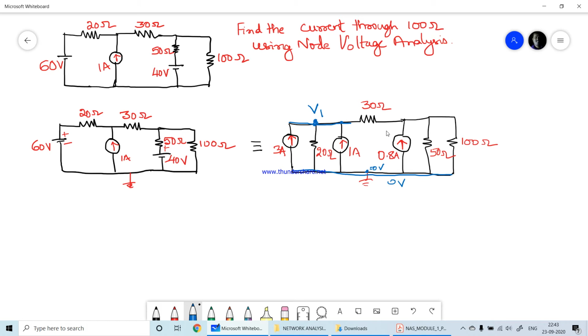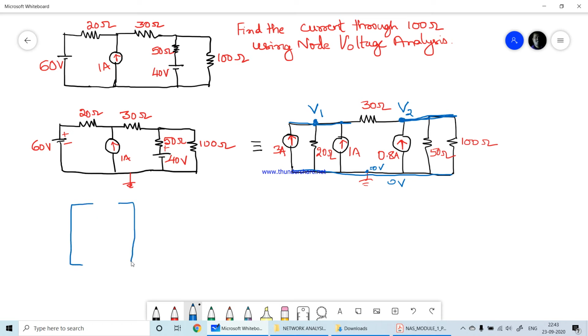Now because of this 30 ohms connected between this node and this node, we get another voltage drop here, which is V2. And then these points are all common, which is V2 only, because they are connected to V2. So in this problem we have only two nodes. Now we'll see how to write the matrix directly for this.